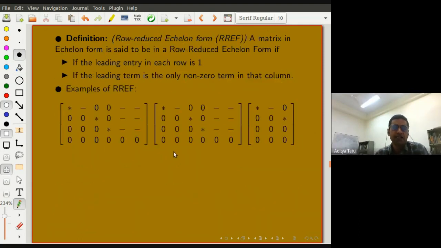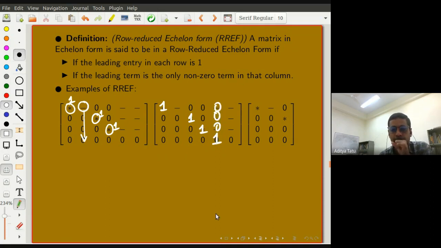Here are some examples of RREF. Once again, it's the same thing. This entry need not be 0, because there is no leading term in this column. But in every column where there is a leading term, all entries apart from the leading term have to be 0, and all the leading terms have to be 1. Instead of an asterisk, I should have ideally written 1. And again, I think I made a mistake here. Maybe I wanted to do this, and then all of this should be 0. Any issues so far?